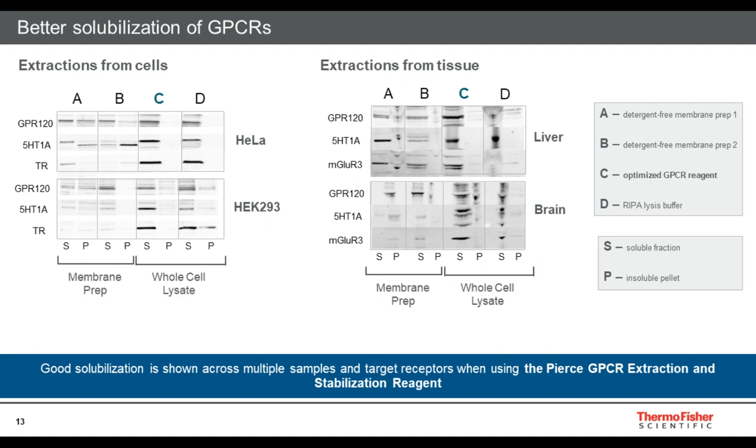system. The GPCR extraction and stabilization reagent demonstrates improved banding and yield in the soluble fraction labeled S when compared to the insoluble pellet labeled P in both cells and tissue extracts. Using reagents like this can help better extract those target proteins for efficient detection in Western blotting applications.